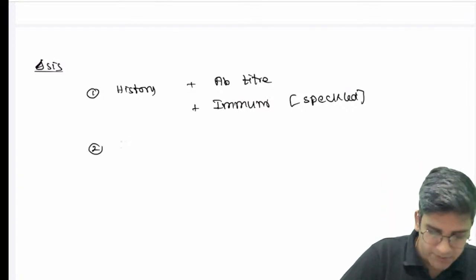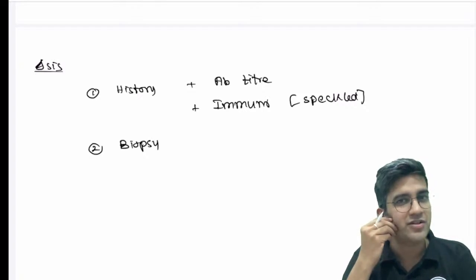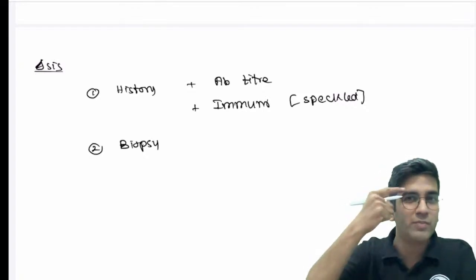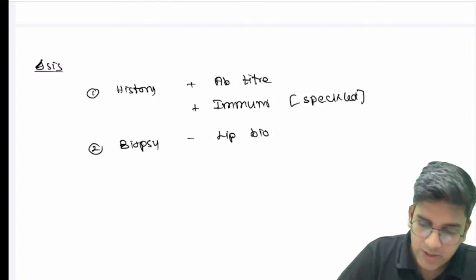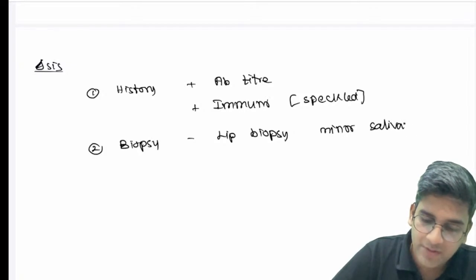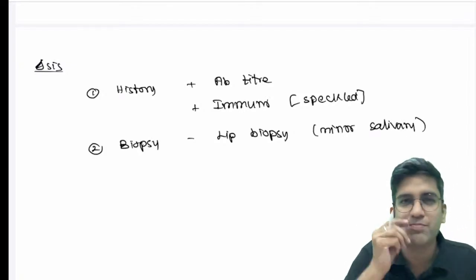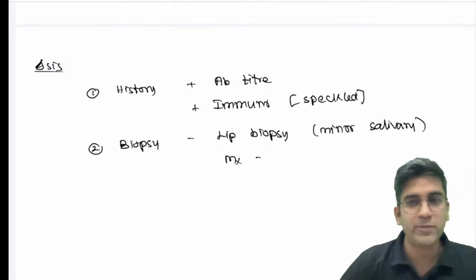Second, biopsy. Which part will you take a biopsy of? It's very difficult to take a biopsy of a parotid or go and poke the lacrimal gland, right? So you go for a lip biopsy, where I see the minor salivary glands, because that's easy to take a biopsy of, not much of a complication, just pick and go, right? Lip biopsy, what I'll see in microscopy is, it's an autoimmune disorder.